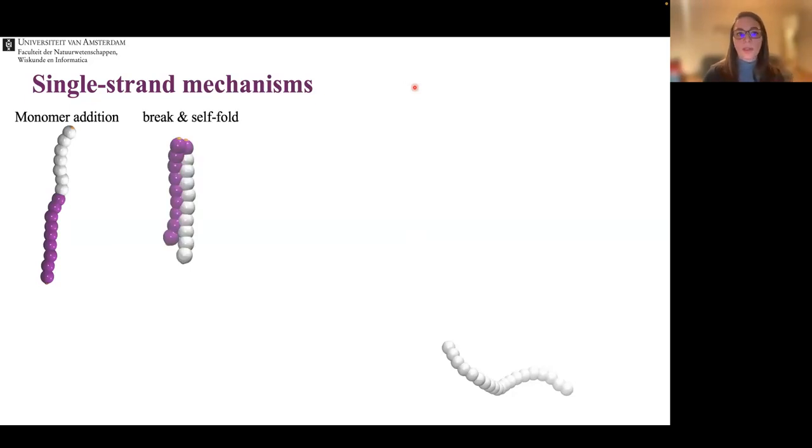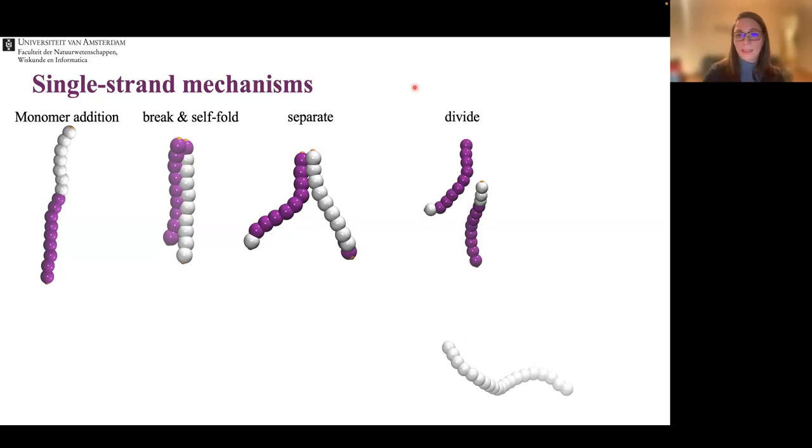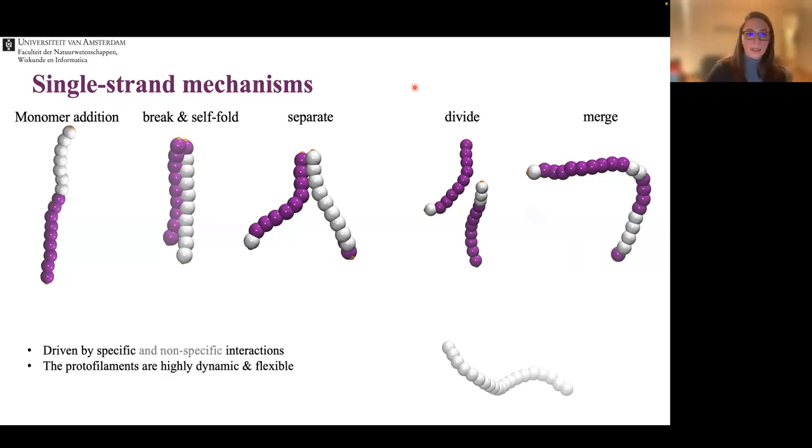So first of all, we saw that single-stranded protofilaments that are preformed can break and they can self-fold onto themselves. They can separate to give rise to two of these protofilaments. They can divide eventually and merge again to form an elongated protofilament. We found that the formation of these aggregates is driven by both specific and non-specific interaction, and they are very dynamic and highly flexible, as highlighted in the movie in the bottom right corner.